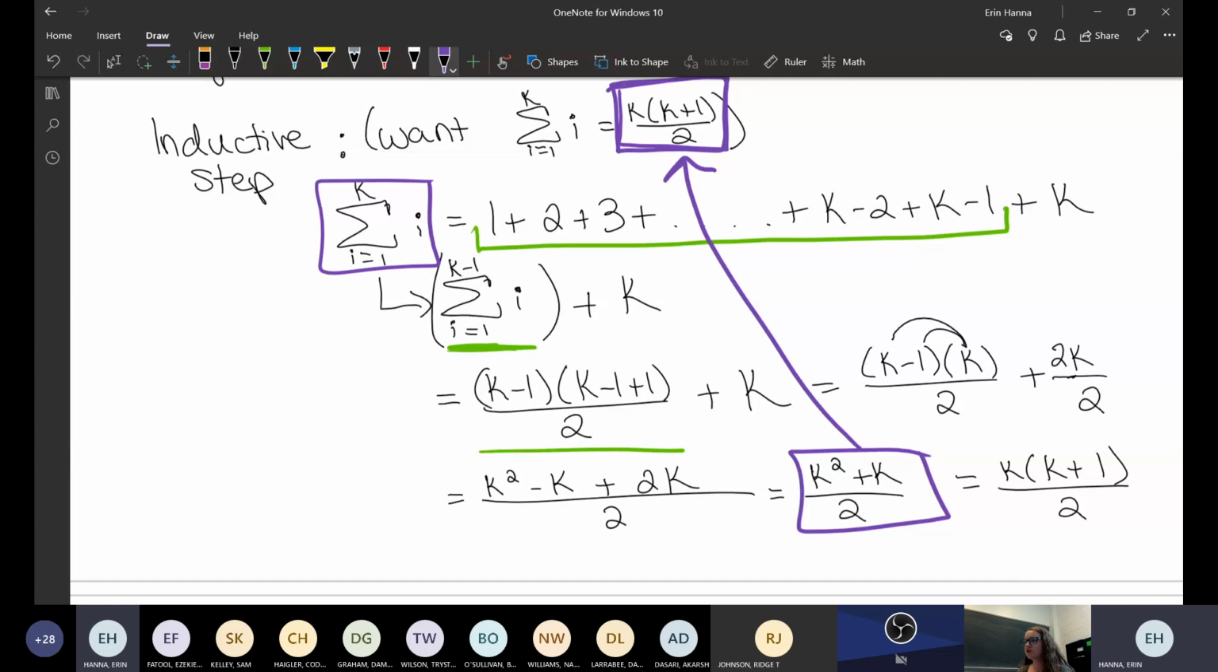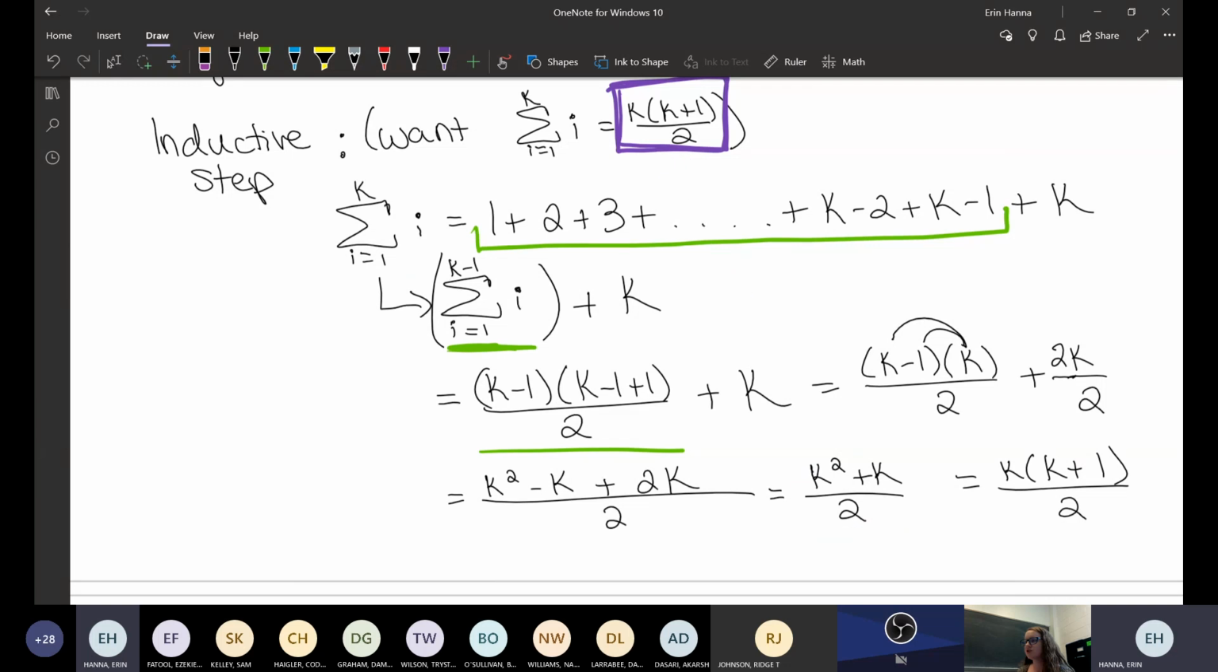So let me clean this up a little bit because now I've got arrows all over the place. I'll leave that boxed up there.